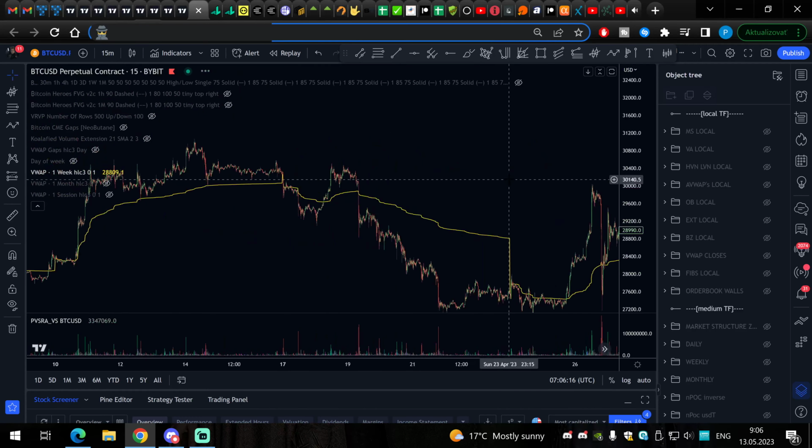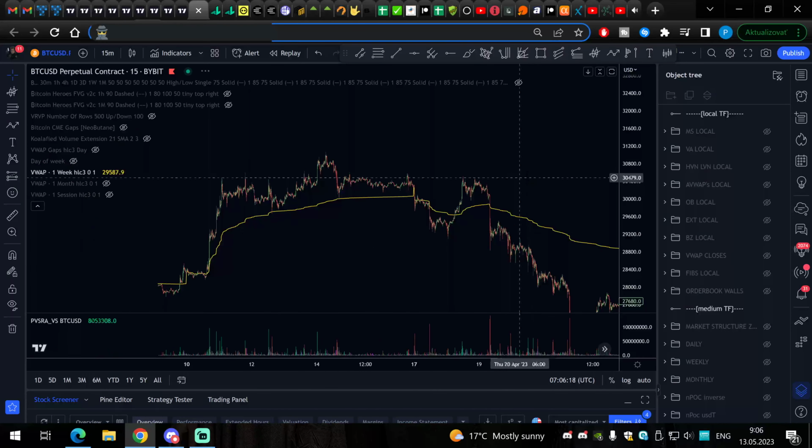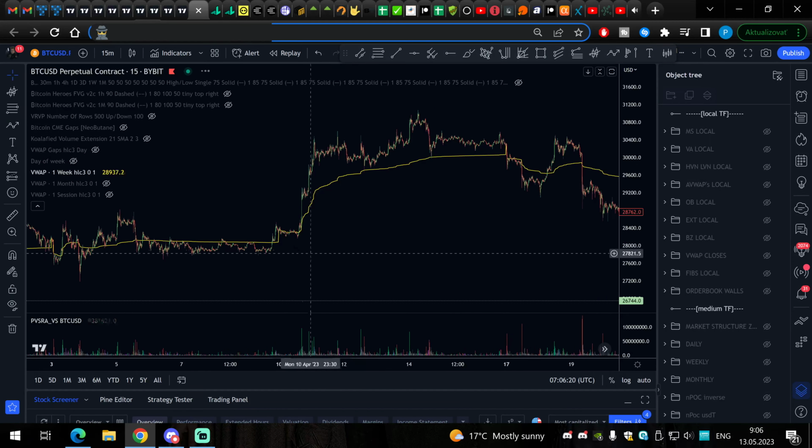News event here. Yeah, this was fantastic. Very strong push up. Massive strong push up and beautiful retest of the weekly VWAP. Again, big push up, large deviation from the VWAP. And again, market finds the fair value here. Push up.